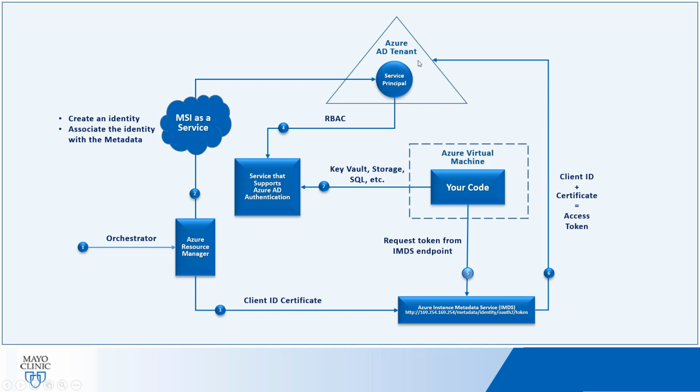IMDS is going to send a request and obtain an access token from the Azure tenant, and then it's going to use that token to access the service. If this identity has been given the right access, then it will get a success back. If not, it will be denied. So that's really the entire process.